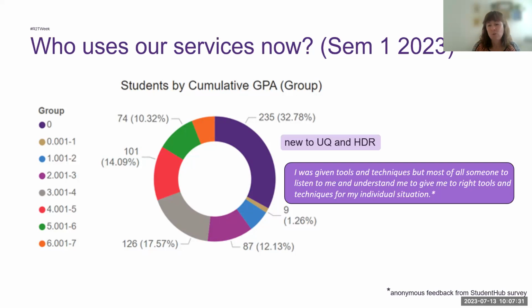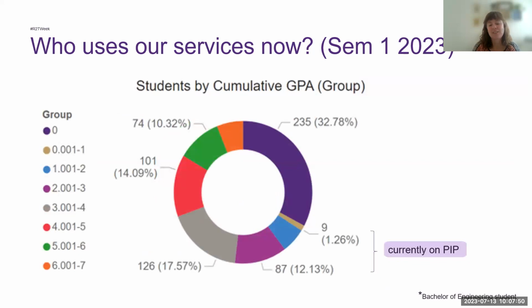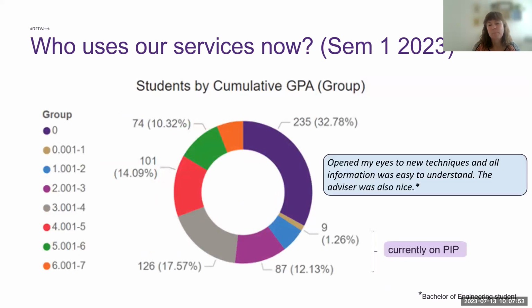So we can see that this student has said, great, I've got some tools, thank you very much. Then HDR. Isn't that great? So PhD candidates are saying that we're useful as well. Okay, let's look at the next cohort here, the students who are currently on PIP. This was not anonymous feedback, but you can see here that the student is saying, oh, wow, there's some new information, but also you were kind to me. They felt supported. They felt that they were capable of understanding this information and that it was given to them in a very supportive way.